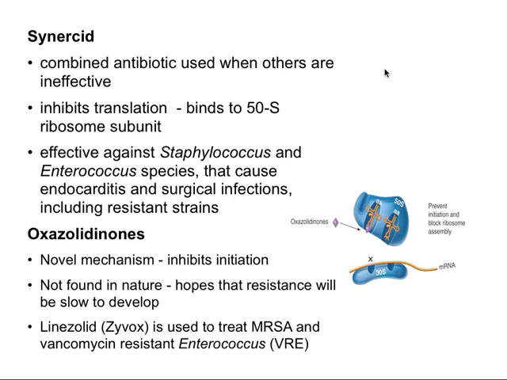Oxazolidinones are another class. They have a novel mechanism of action because they actually inhibit the initiation of translation. So as you can see here, when oxazolidinone gets in the way, the large ribosomal subunit cannot join the small ribosomal subunit with the messenger RNA, and thus protein production never even begins. Now, this class of drugs are not found in nature, and the hope here is that resistance to these will be slow to develop because there's not already a genetic map for the molecules involved.